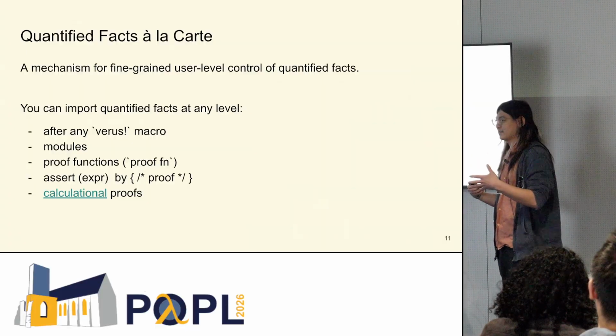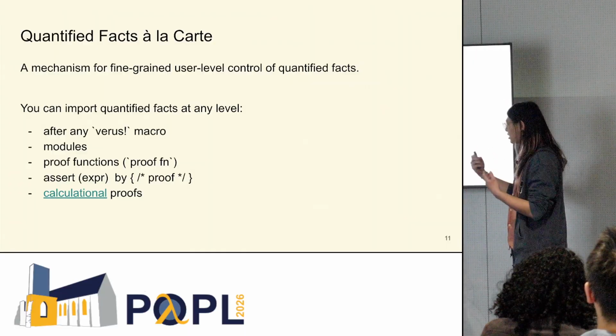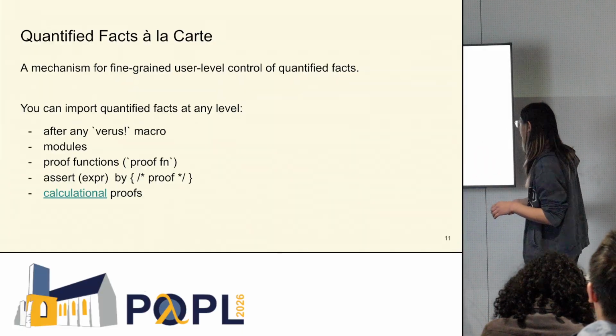And these broadcasted lemmas can be imported at any level right after the Verus macro, in modules and proof functions, and in local proof blocks guided by an insert-by, and in calculational proofs.